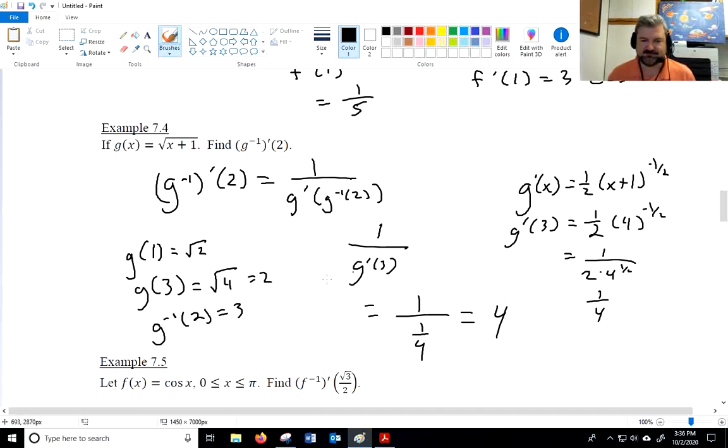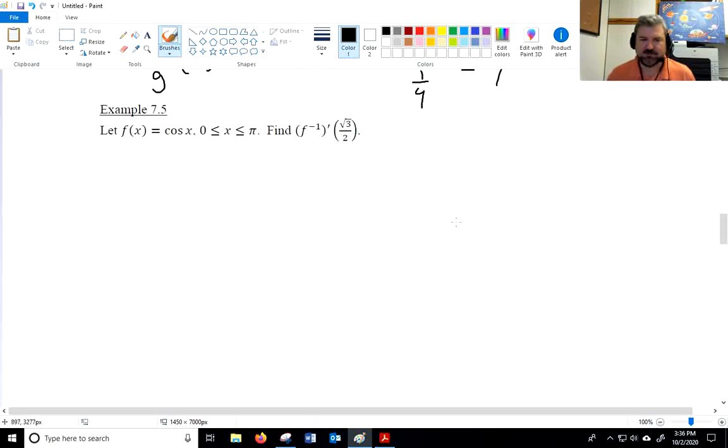All right. Let's try the next one. F of x equals cosine of x from 0 to pi. Find f inverse prime of root 3 over 2. Well, we know that on the interval from 0 to pi, cosine is positive in the first quadrant, which is 0 to pi over 2. So it's going to be pi over 6. F of pi over 6, the cosine of pi over 6, is root 3 over 2.